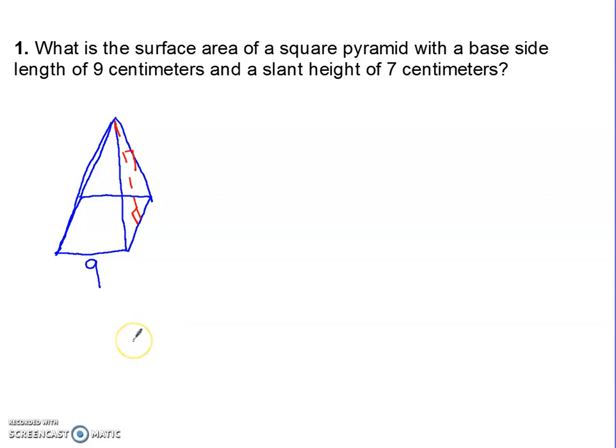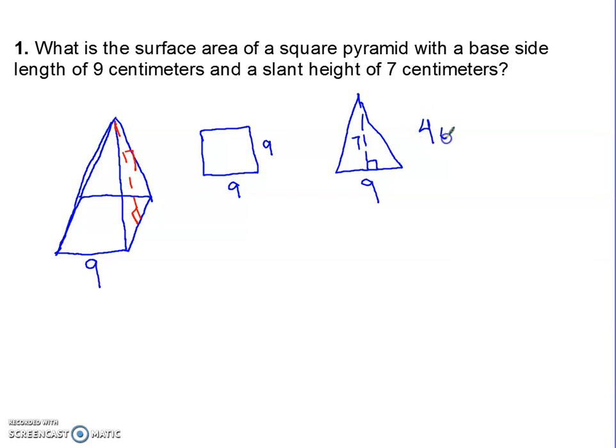So I drew myself a picture of the square base with the lateral faces height 7. It might be helpful for you to take it one step further and draw a square that's 9 by 9, and then to draw one of the lateral faces. It doesn't have to be perfect. You know that the height is 7 and that the base is 9, and there are 4 of these in the picture.